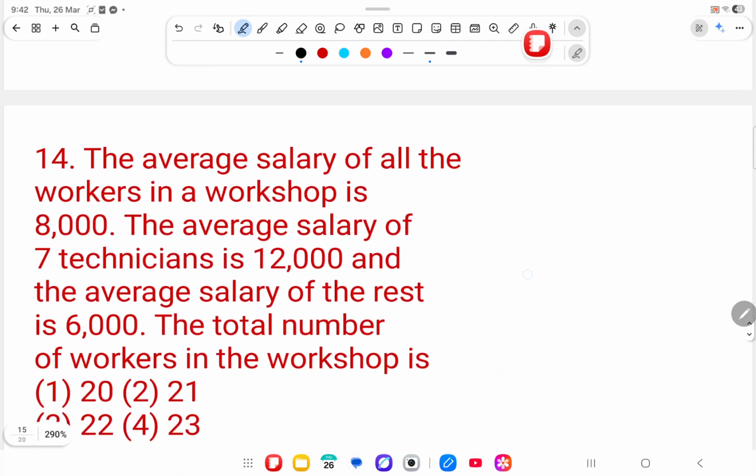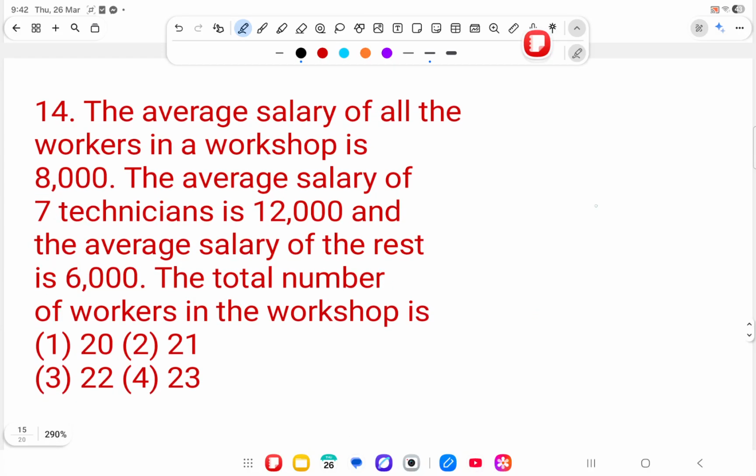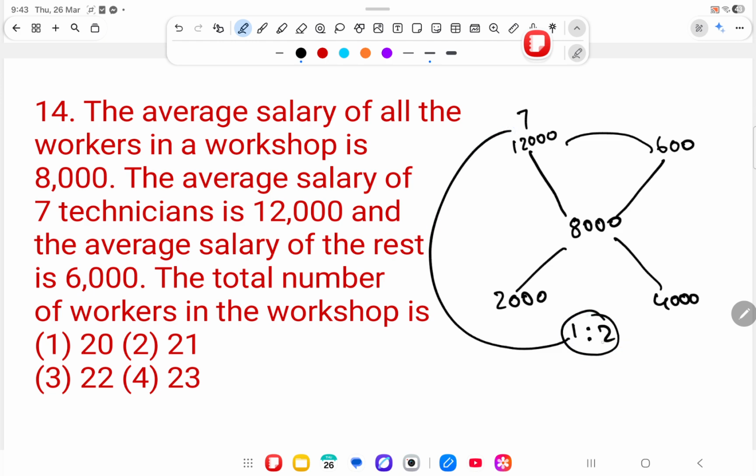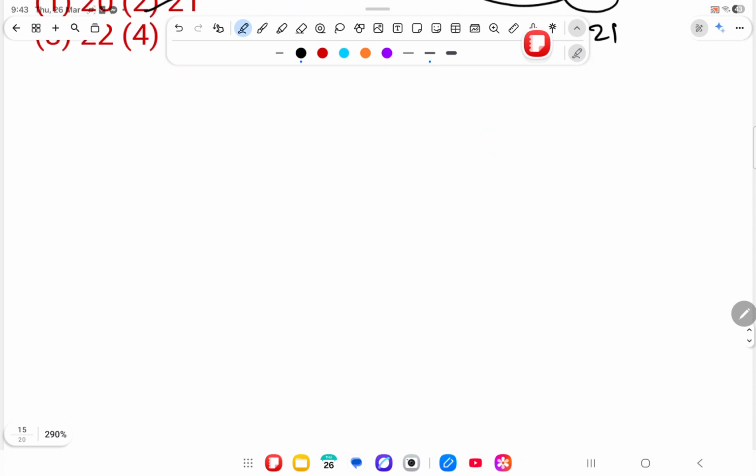Then the average salary of all the workers in a workshop is 8,000. Same type of question. The average salary of 7 technicians is 12,000, and the average salary of the rest is 6,000. See that the overall average is between these both. Take the difference, 4,000 and 2,000. The ratio is 1:2. 1 becomes 7. They're asking the total number of workers. 1 plus 2 is 3. 1 becomes 7, then 3 becomes 21. So 21 people are there.